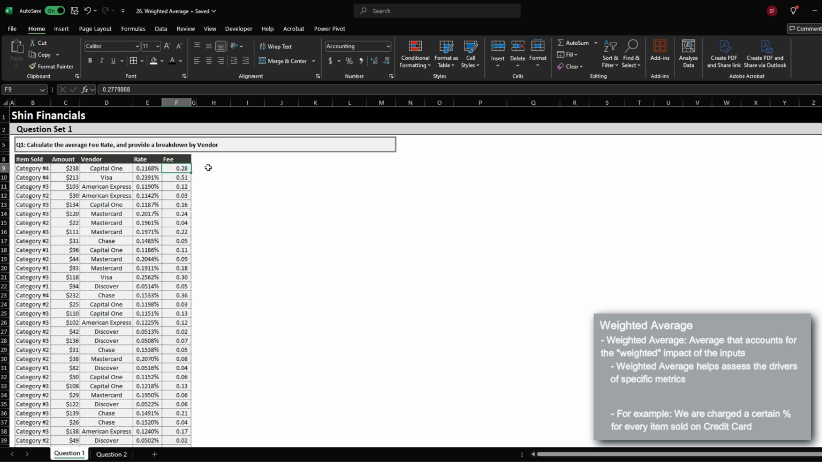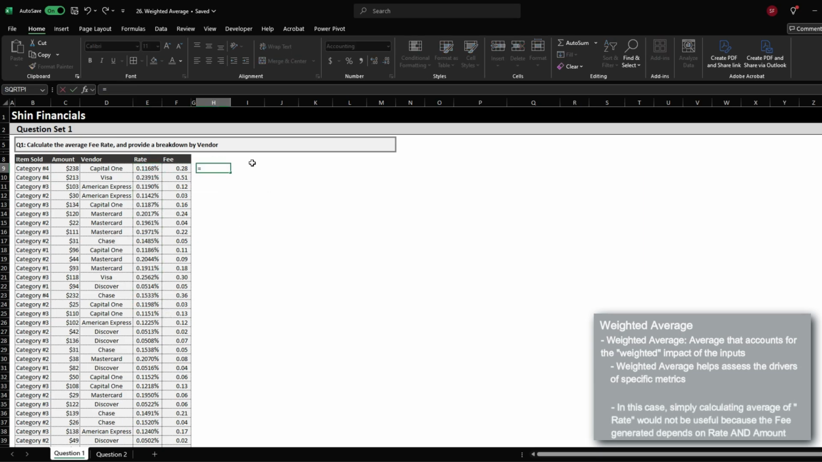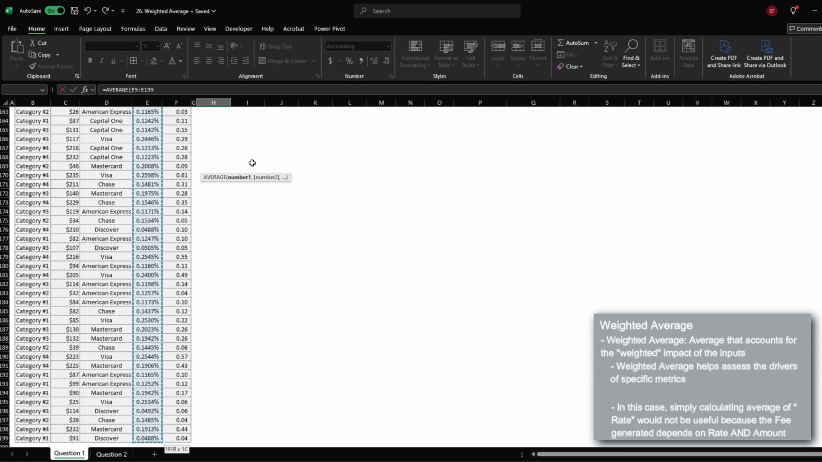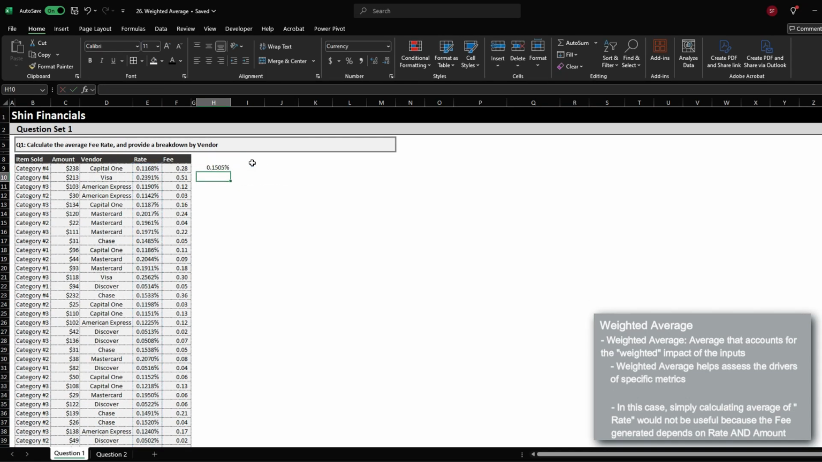As a company with this business model, you want to know exactly how much you're actually paying to these vendors and which vendors are contributing to most of the fees that we're paying out. So we have the rate percentage here, and without a weighted average, if we were to just calculate the average of this percentage, we would get around 0.15%. But this doesn't actually take into account the amount sold.